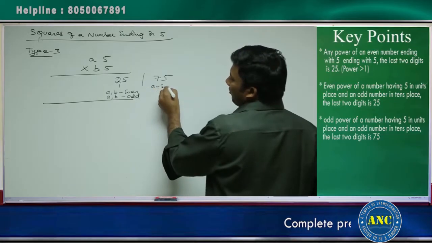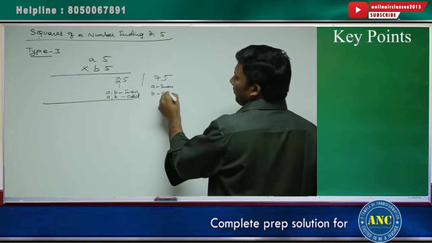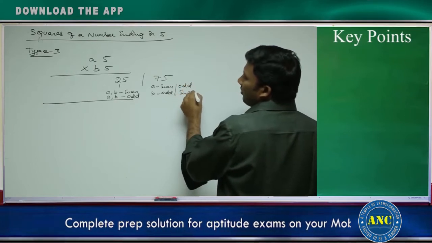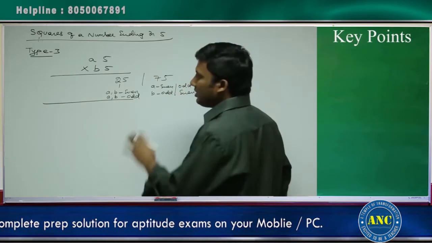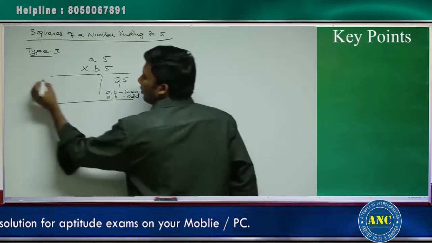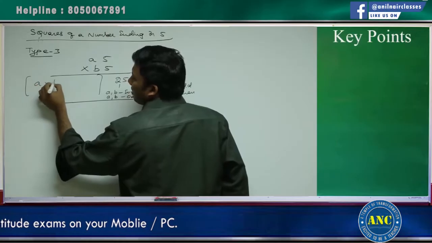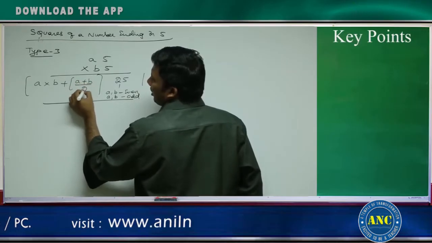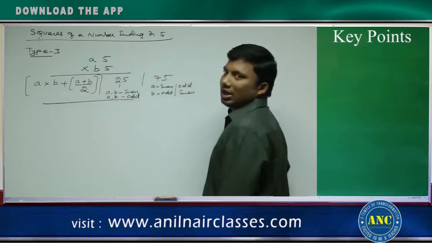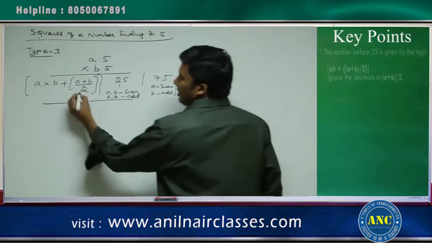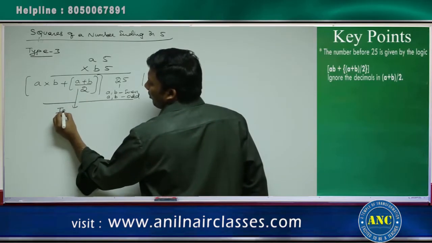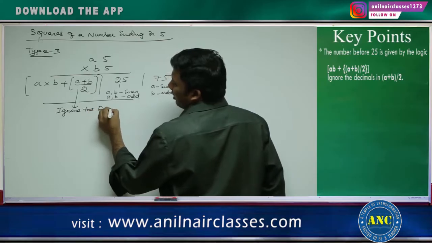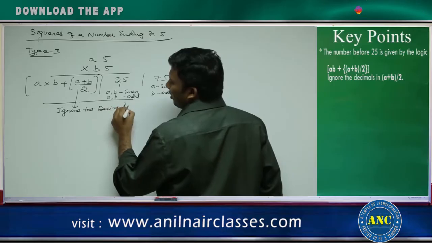That means if A is even, B is odd, or if A is odd, B is even, last two digits will be 75. This is something which we discussed in type 2. Now, let us discuss the number before this 25 or 75. The number before is given by the logic A into B plus (A plus B) by 2. In this (A plus B) by 2, if you get any decimals, please ignore the decimals.